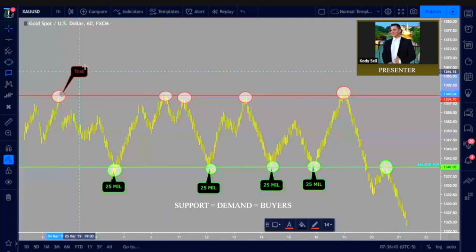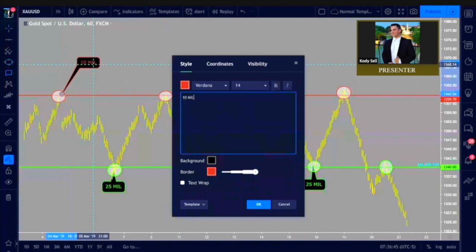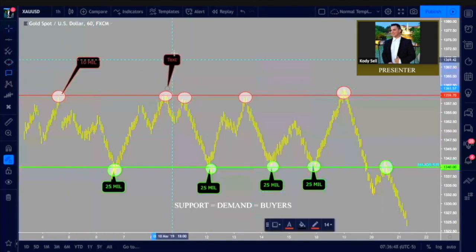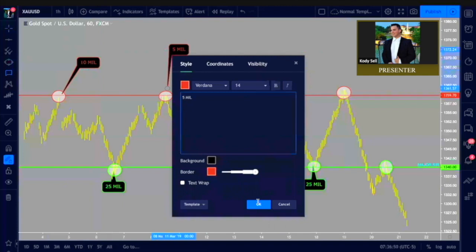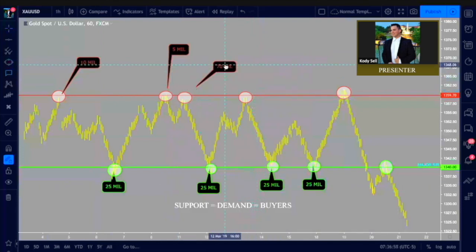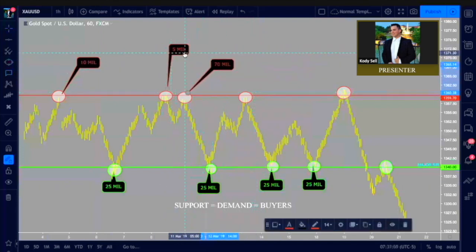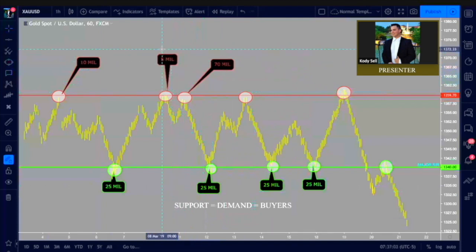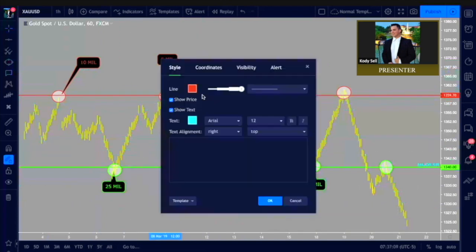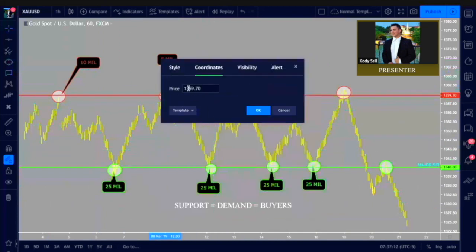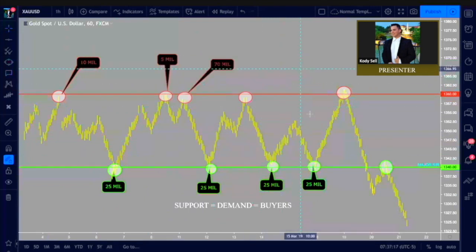Doesn't matter. This could be 10 million, this could be 5 million, this could be 70 million. It doesn't really matter. What matters is that you understand the concept of what's going on here. You don't need to know the exact amount. You just need to understand that every time price gets up to this level, let's say it's 1360, sellers are coming in.